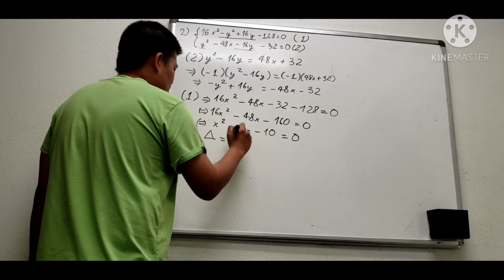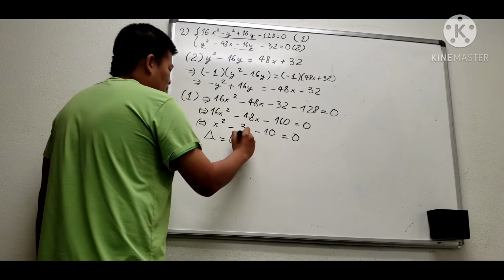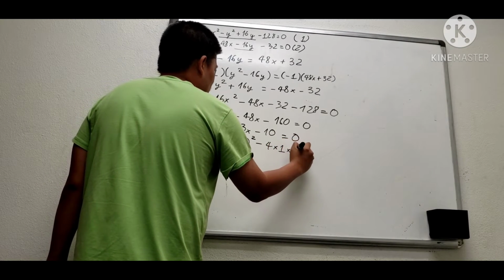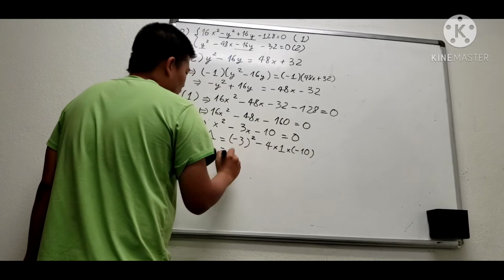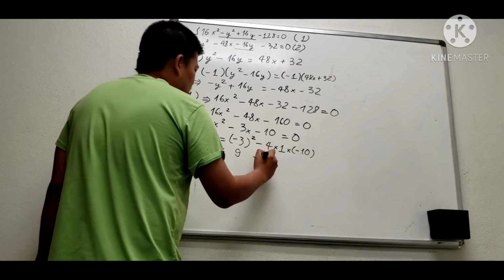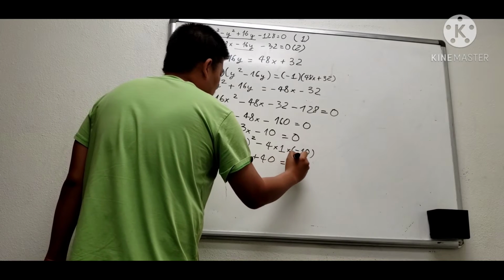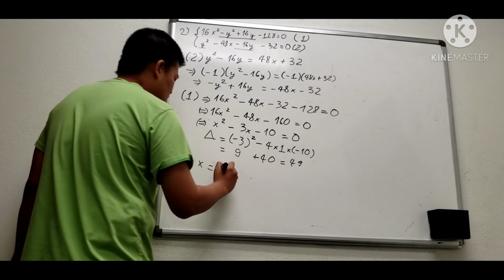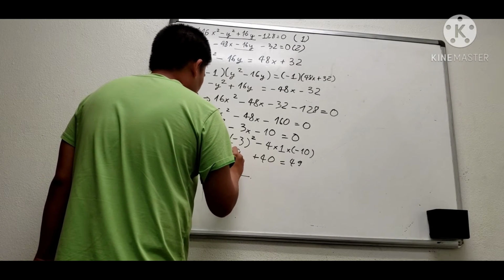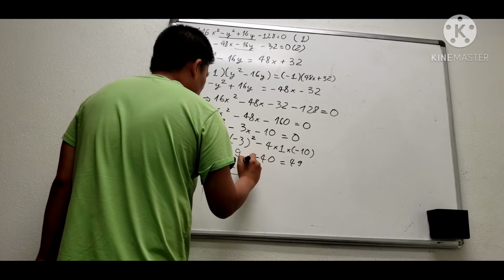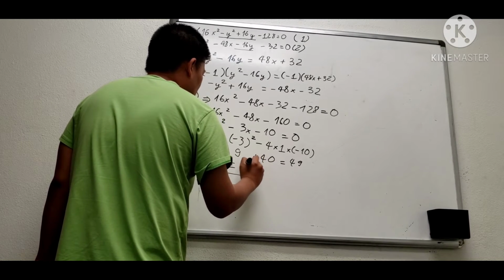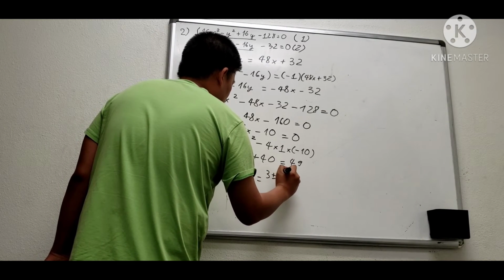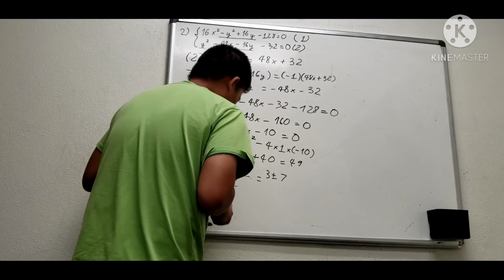So you find the delta is (-3)^2 - 4 × 1 × (-10). You get 9 + 40, which is 49. So the solution of s here is 3 plus or minus the square root of 49, divided by 2.